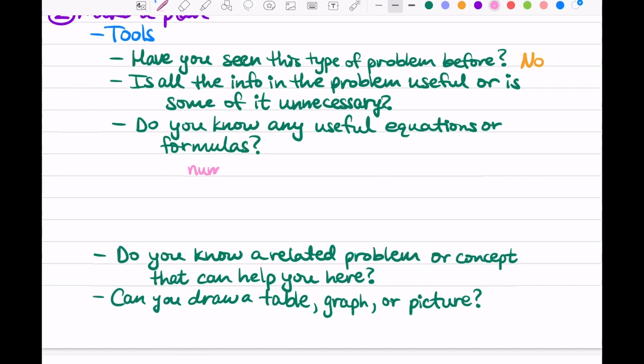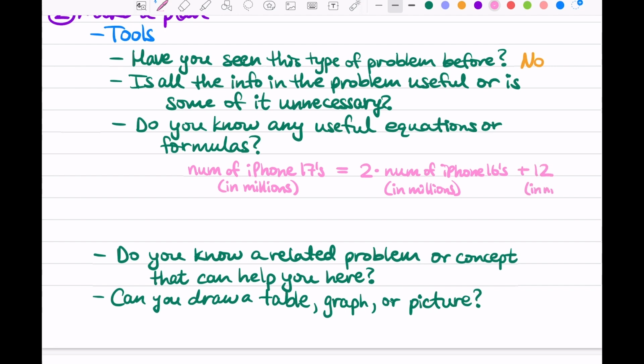So we're told that the number of iPhone 17s sold, in millions of phones, is equal to twice the number of iPhone 16s sold, again in millions of phones, plus 12 million. And we can just write 12 since we're talking about millions of phones. That looks like an equation to me. We have something equal to something else.